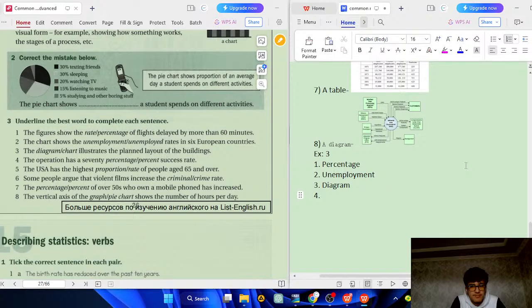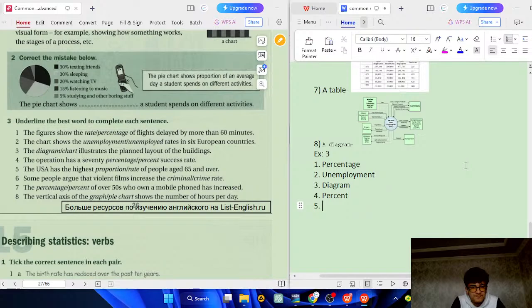Let's see. This is a pure guess. I have no idea. We do have some ideas though. Doesn't really matter.